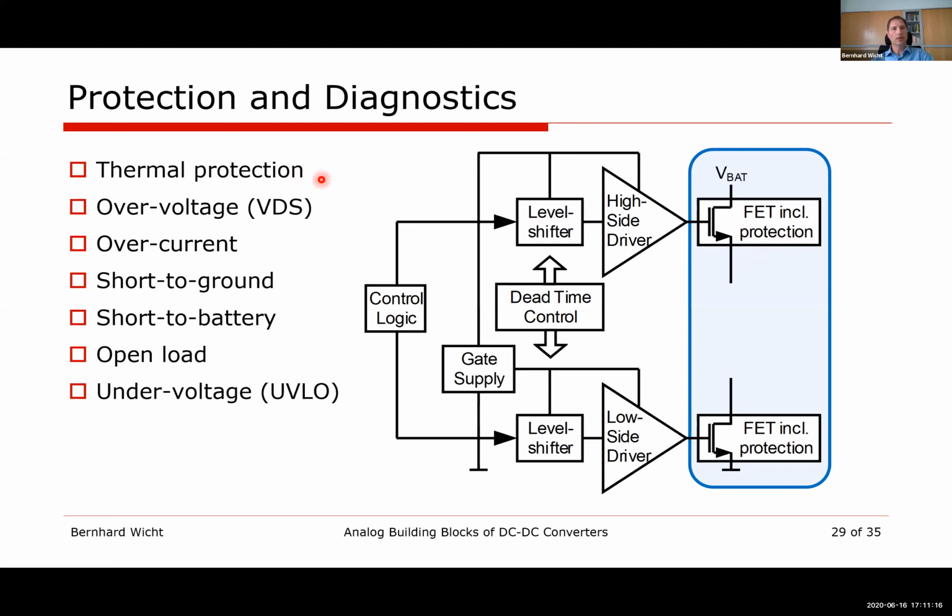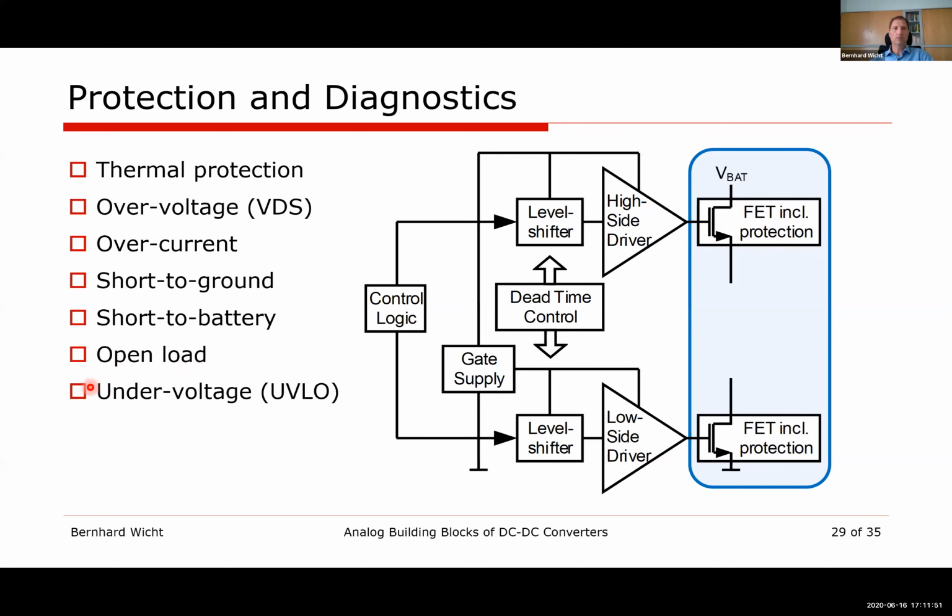That can be thermal protection. We have power dissipation, and we may get some heating that needs to be protected against. Then we need to protect against overvoltage of the power transistors. We talked about it. There was this question on ringing, and we can easily exceed the max ratings. Overcurrent needs to be protected against and detected. We talked about current sensing just a second ago. And then there are usually these three cases that come together: short to ground, short to battery, and open load.